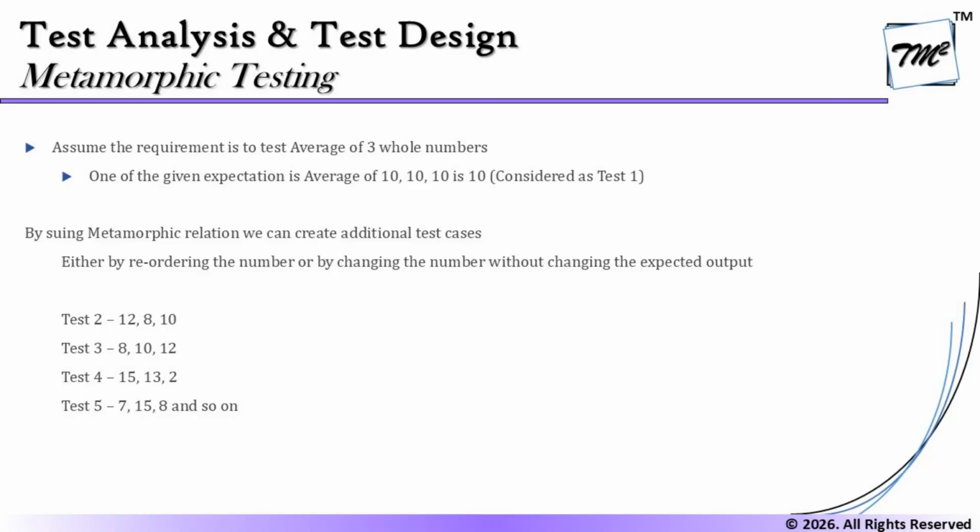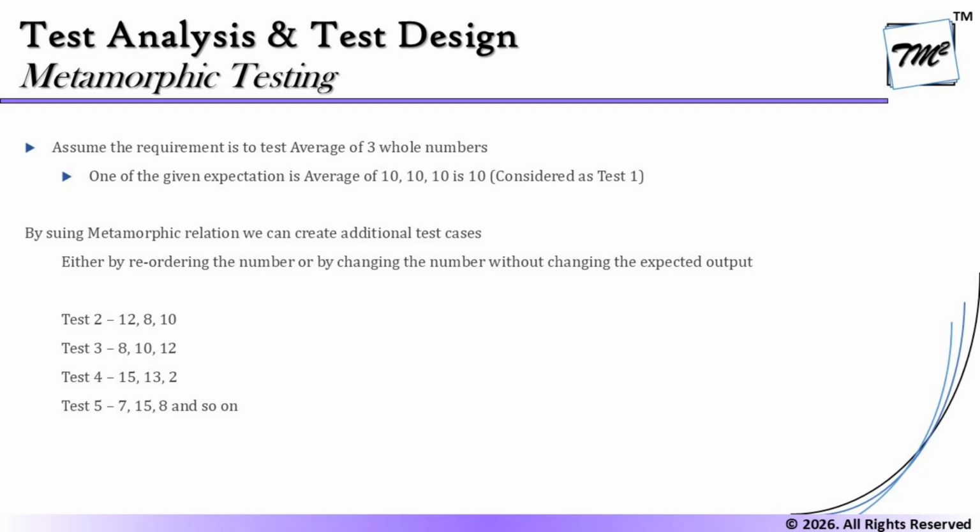So in this case, what is the metamorphic relation? The metamorphic relation is very simple, that it is either by reordering the numbers or by changing the numbers, but without changing the expected outcome. So if you see here, we have created additional test cases like test 2: 12, 8, 10. You know that the sum of these three numbers would come to 30 again. Same way test 3: 8, 10, 12. So in this case, if you see between test 2 and test 3, we are just rearranging the numbers without changing them. However, the expected result remains the same.